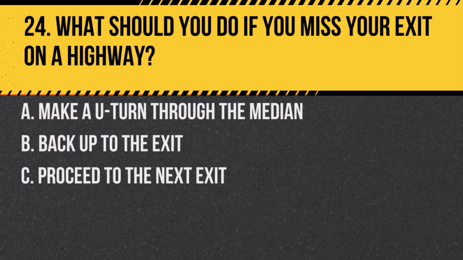Question 24. What should you do if you miss your exit on a highway? A. Make a U-turn through the median. B. Back up to the exit. C. Proceed to the next exit. Answer: C. Proceed to the next exit. It is unsafe to back up or make sudden maneuvers on a highway.